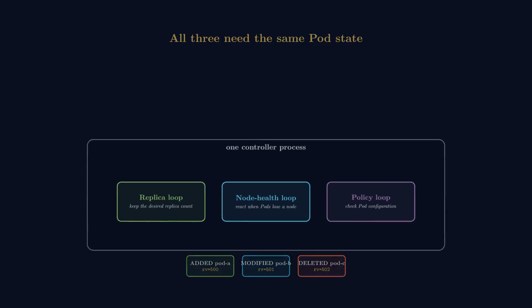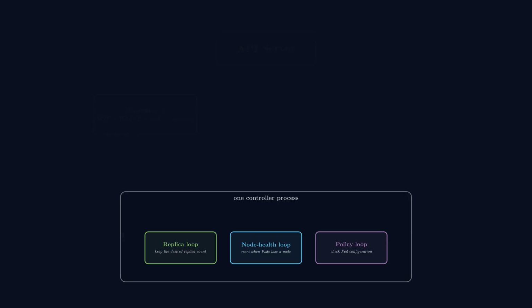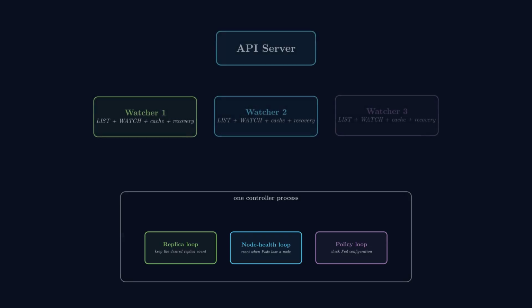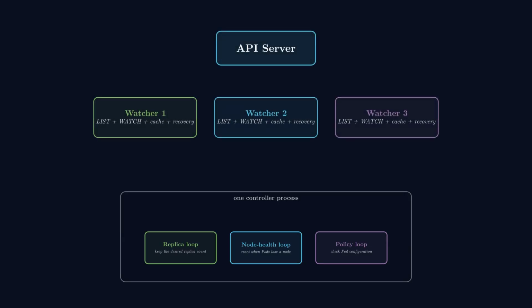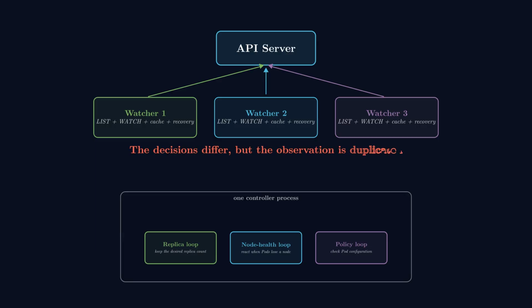The most direct design is to give every loop its own watcher. Each one sends a list request, downloads the same starting pods, opens a separate watch, builds its own cache, and implements its own recovery path. It works, but the observation work is repeated.